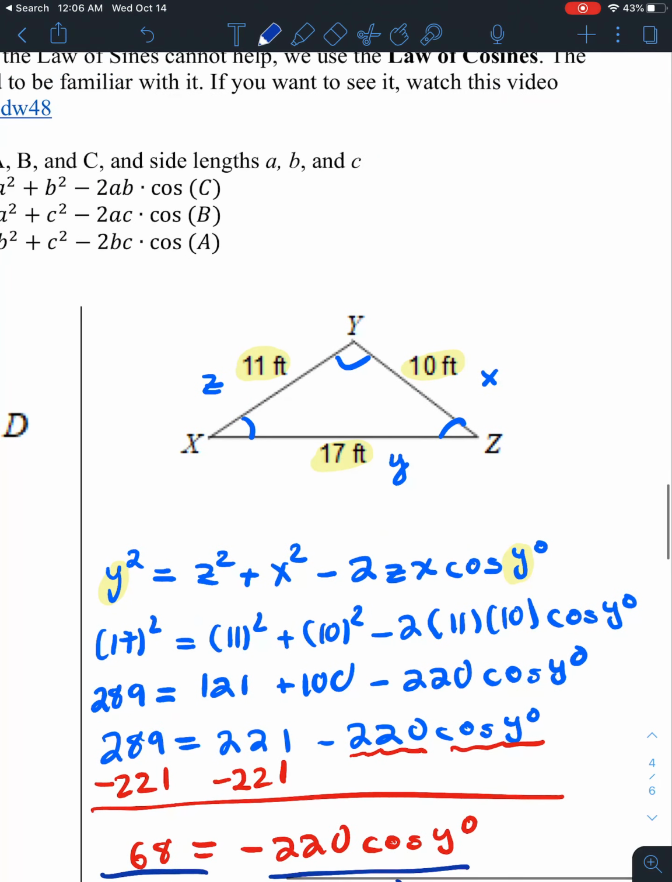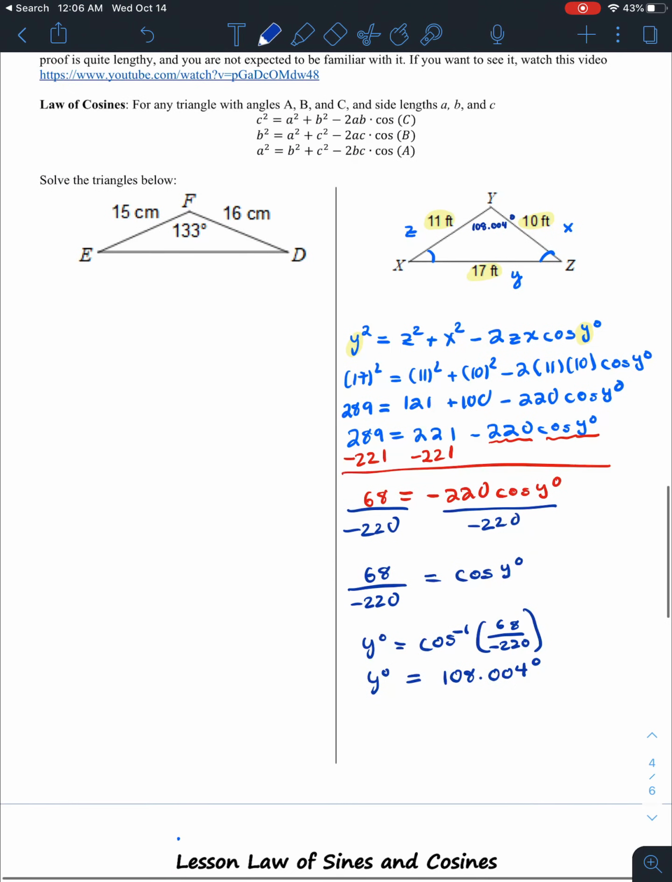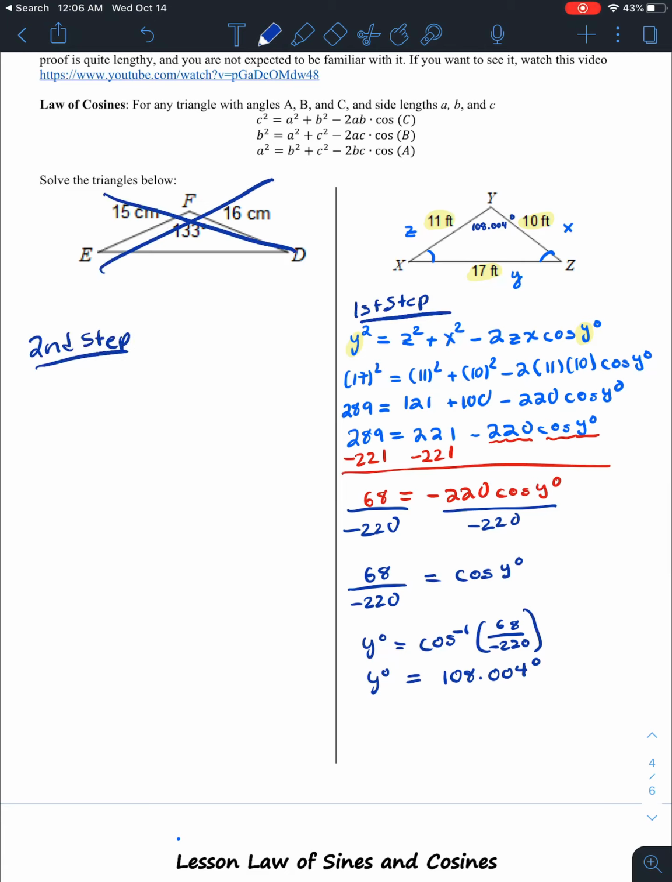So I can come here, erase this, and write 108.004 degrees. So that is the first step in all of this. And I hope you see we are not finished because we still have to find the other two. So this was the first step. Let's go on to the second step. And just ignore this picture right here. I'm still working on the same problem. I'm just running out of room.